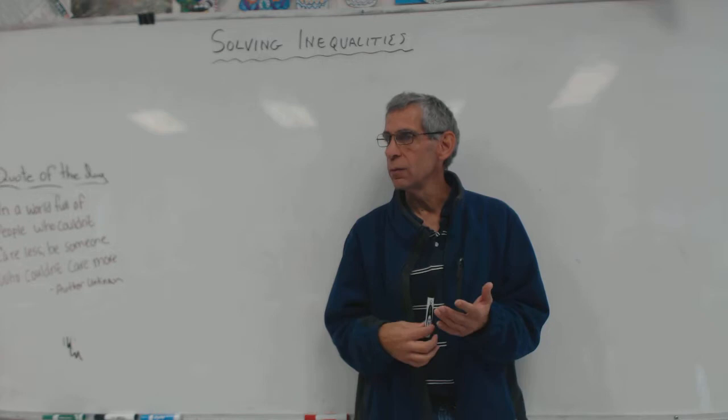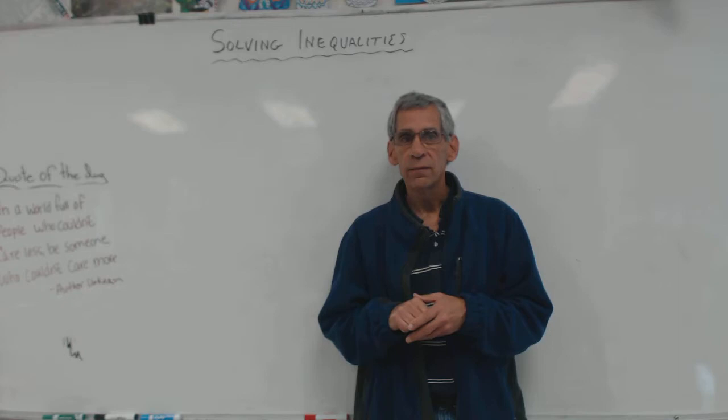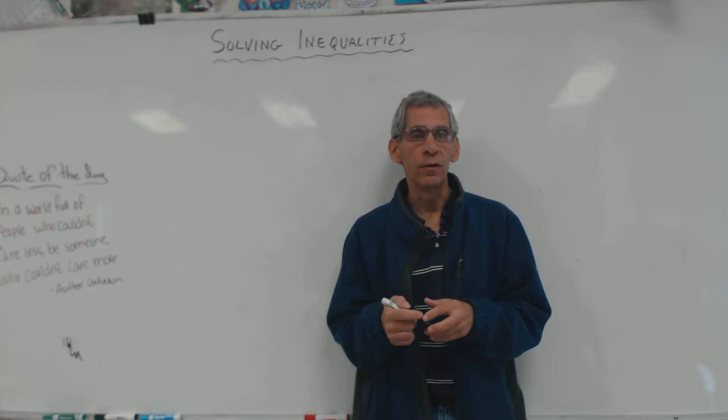So what's the minimum age that you have to be to drive? 15 in Santa Fe. Other states, it's 16. So how would you write that as an inequality with math? Say X is all the people that are eligible for driving.